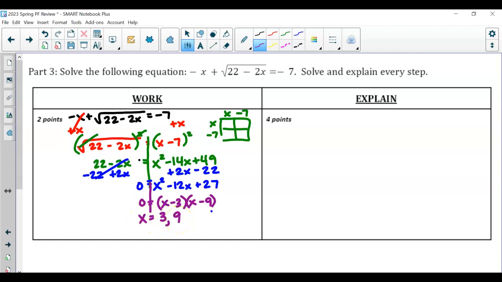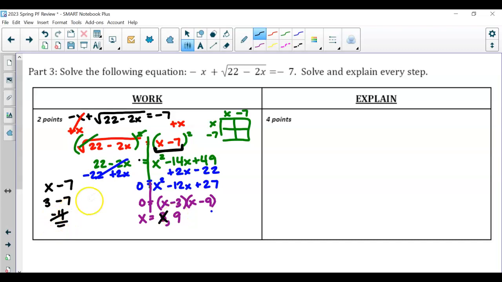But remember, what do you always have to do? Check for extraneous solutions, but make sure to check for extraneous when the radical was by itself. So we're going to plug our answers into x minus 7, because this was where the radical was by itself. So here we go. 3 minus 7 is negative 4. So is 3 a solution? No, because we got that negative value here.